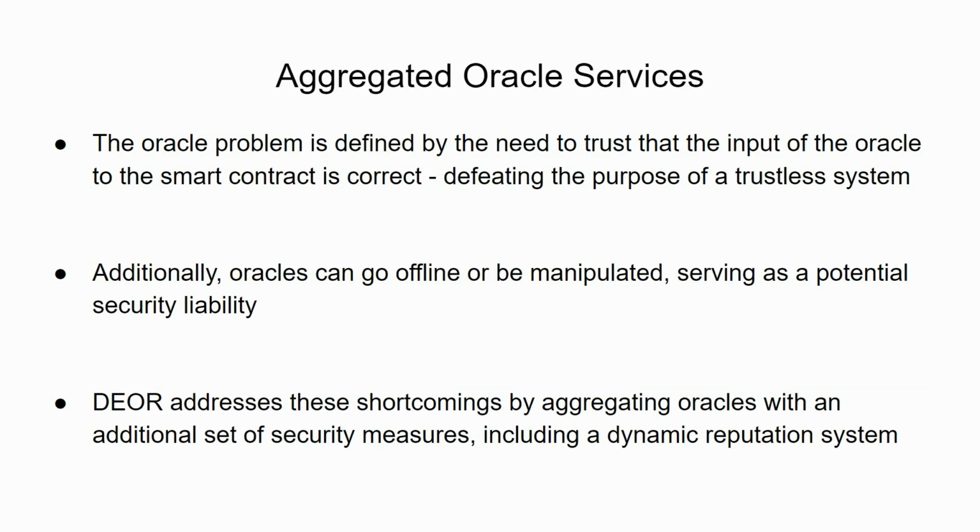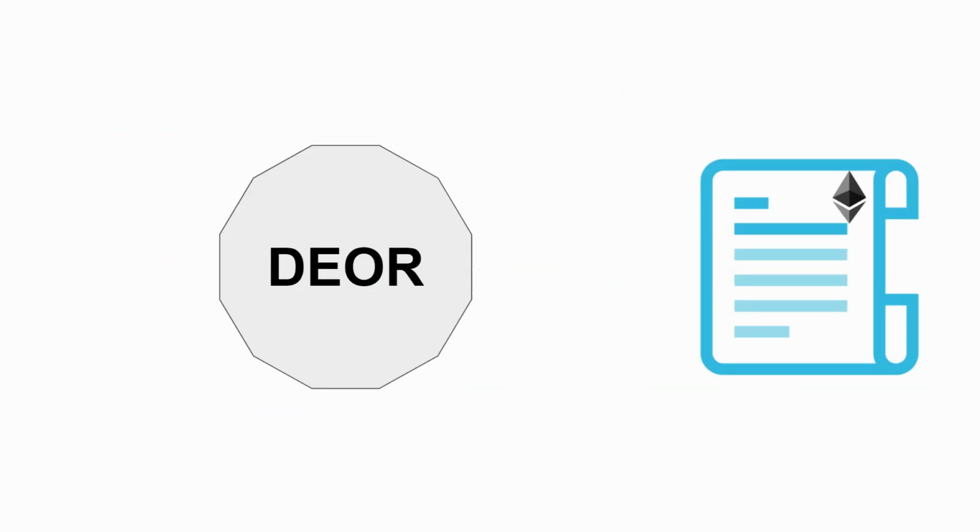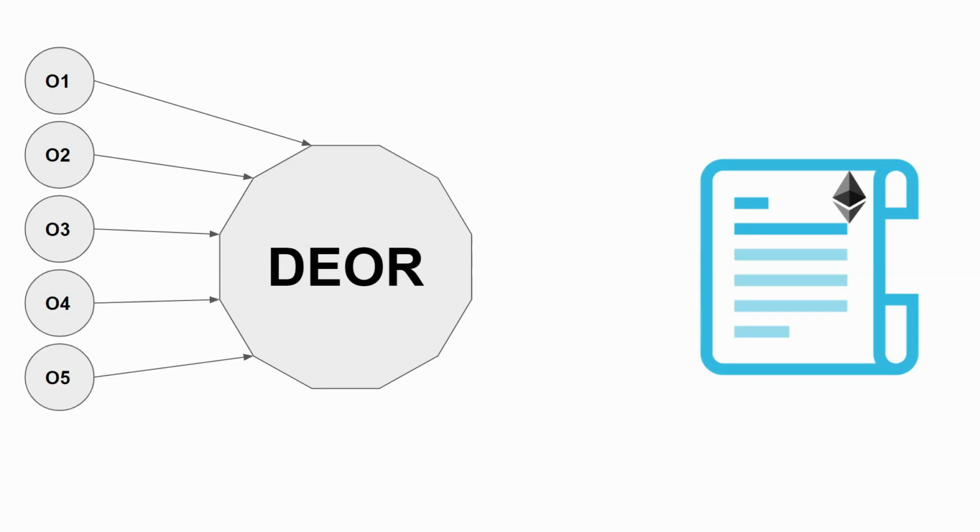DEOR overcomes all of these shortcomings by aggregating oracles alongside a number of additional security measures, so something like a dynamic reputation system or having a randomizer when you're selecting oracles. And here's a very quick demonstration. So assume you have a smart contract and you want to interact with the smart contract using a DEOR oracle. What happens is that DEOR will bring in data from multiple oracle systems and internally aggregate it and provide the result that is needed to the smart contract.